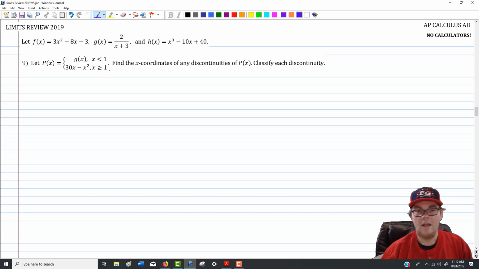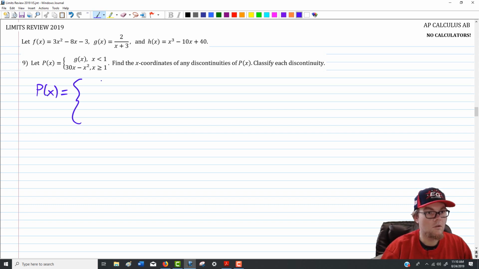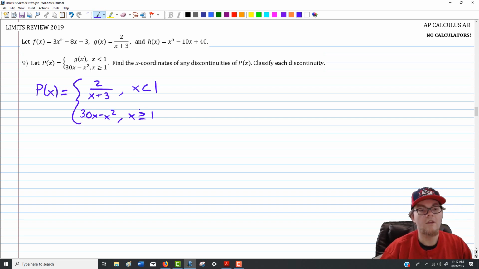Okay, that brings us to number 9, the last one from this F, G, and H series. It says to let P of x be this thing. Once again, we're using G, so let's just put that in there before we do anything else. G is 2 over x plus 3. Then we got 30x minus x squared.